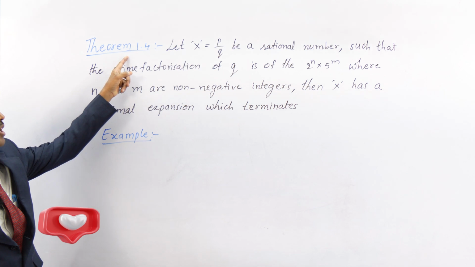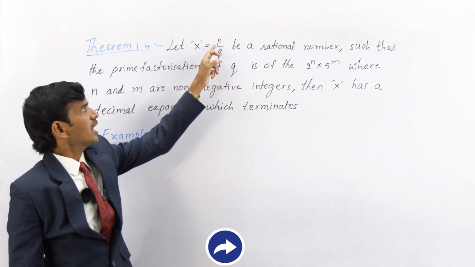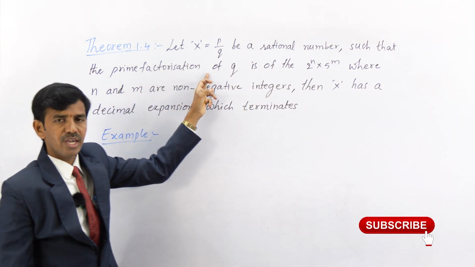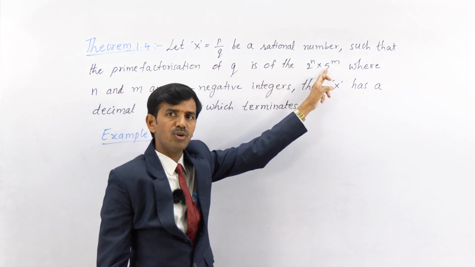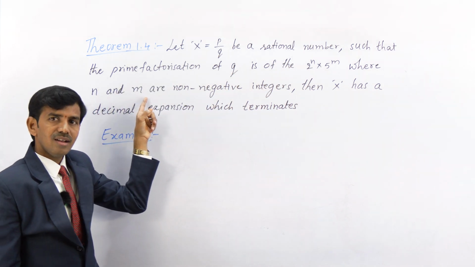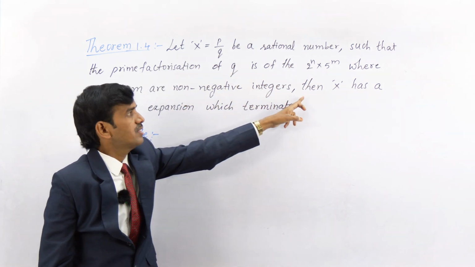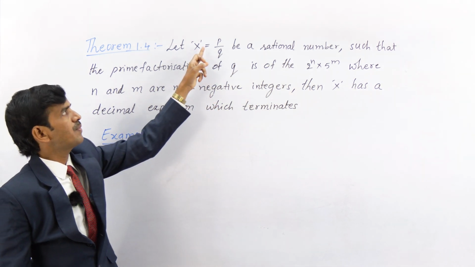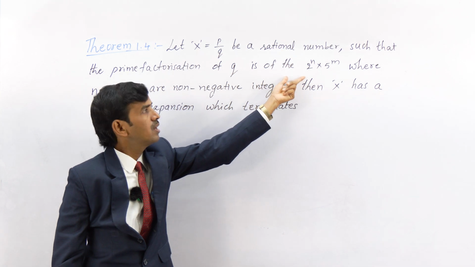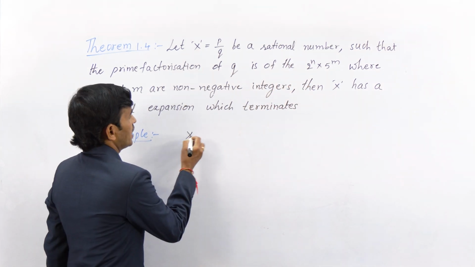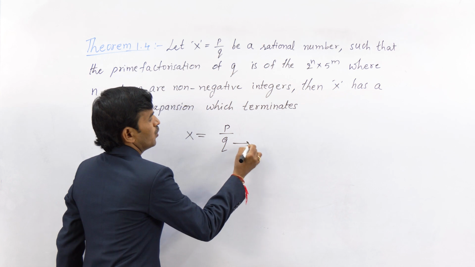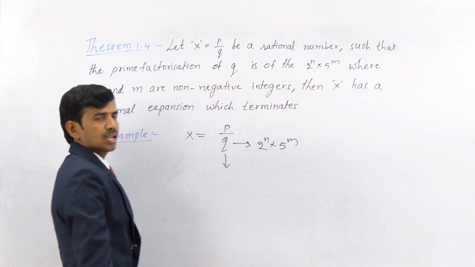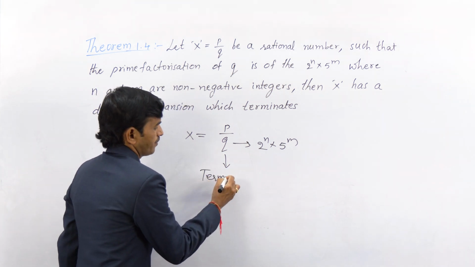Let us discuss theorem 1.4. Let x equal to p by q be a rational number such that the prime factorization of q is of the form 2 power n into 5 power m, where n and m are non-negative integers, then x has a decimal expansion which terminates. If it is in the form of p by q, then q must be what? 2 power n and 5 power m. Suppose x is in the form of p by q, and here q can be written in the form of 2 power n into 5 power m, then this decimal expansion terminates.